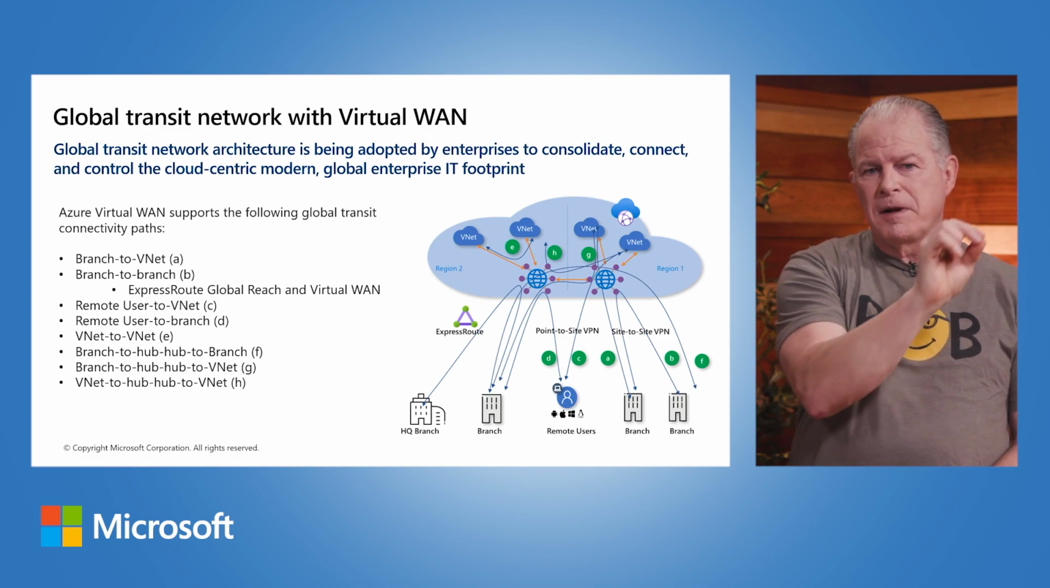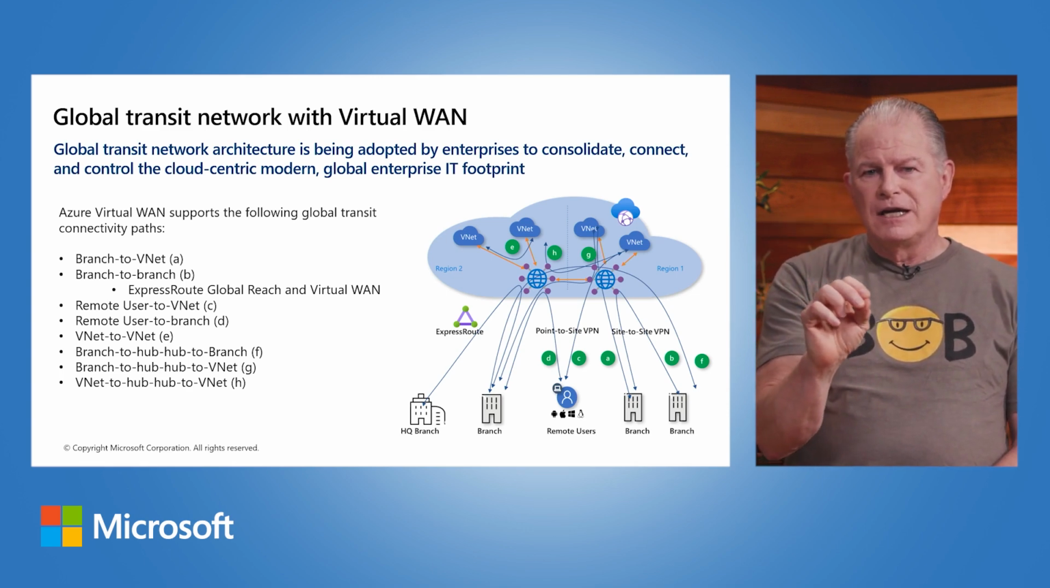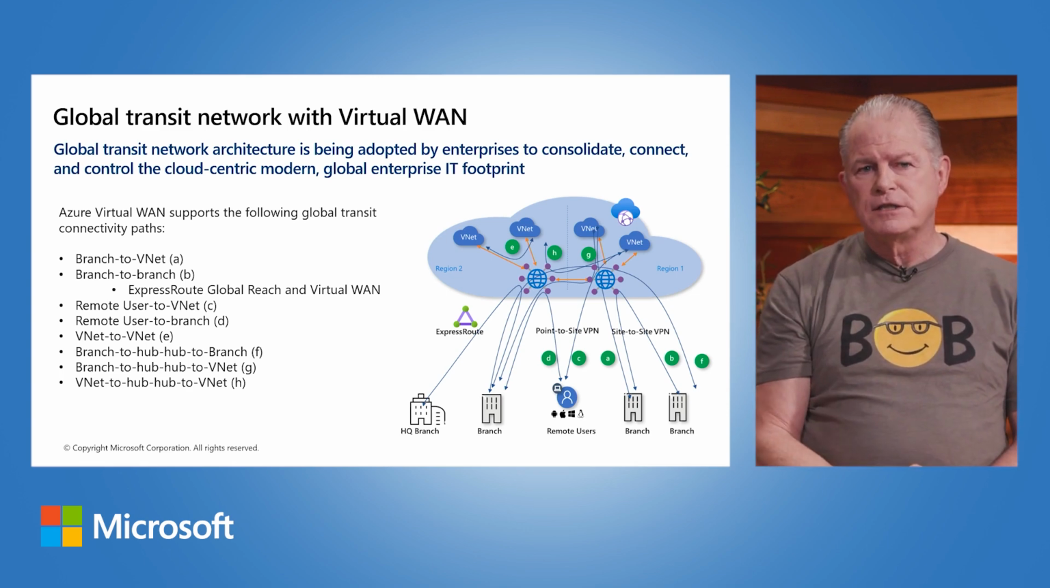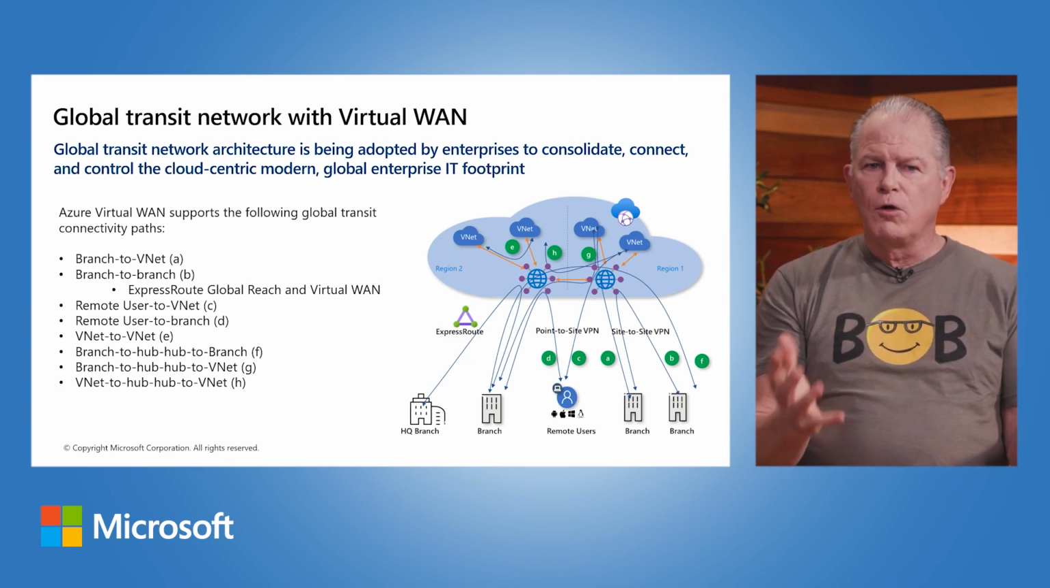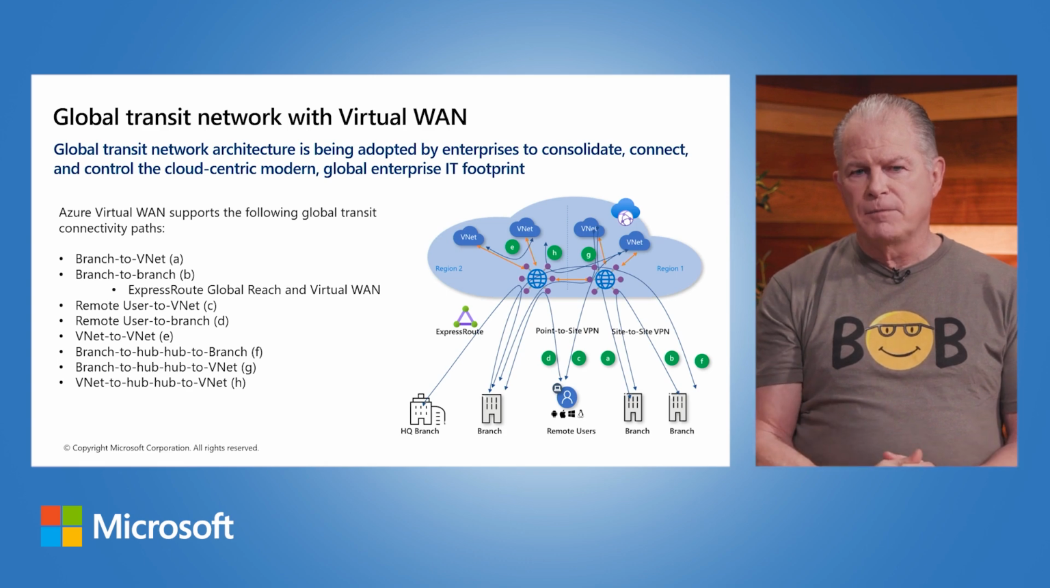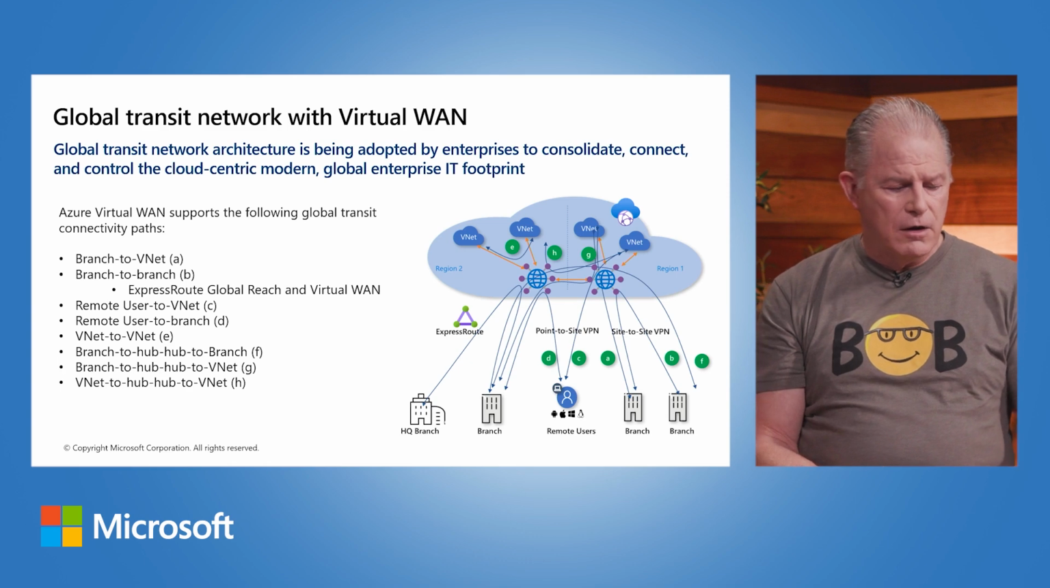So I don't need to go from my branch office to my main office. I can actually use the bridge that has been created through the virtual WAN to create this global transit or global reach capability across my entire on-premises and cloud infrastructure.